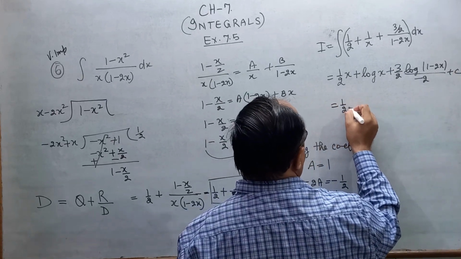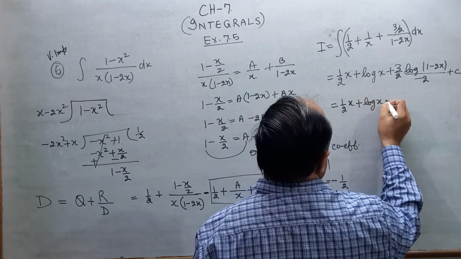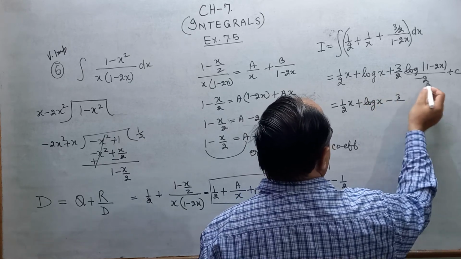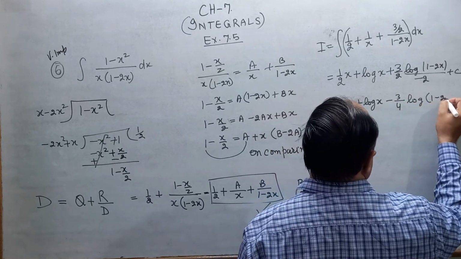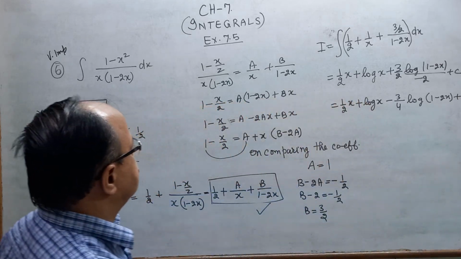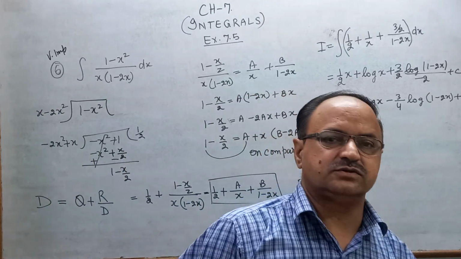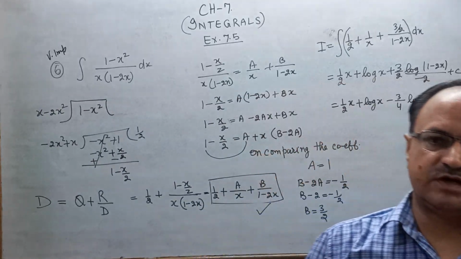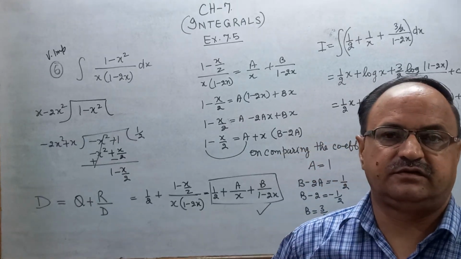Therefore you can write 1 by 2x plus log x minus 3 by 2 into 4... log of 1 minus 2x plus c. This is the answer of this question. Correct? Your homework: try to solve exercise 7.5, question numbers 1 to 15. Thank you.